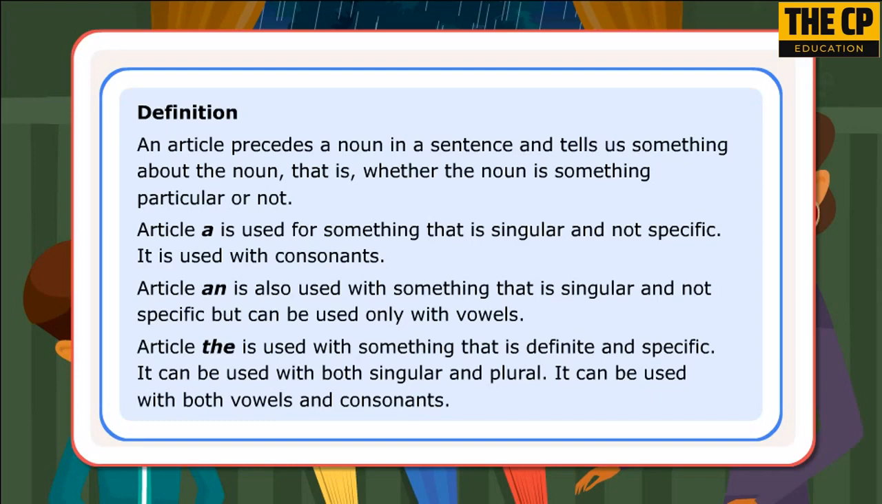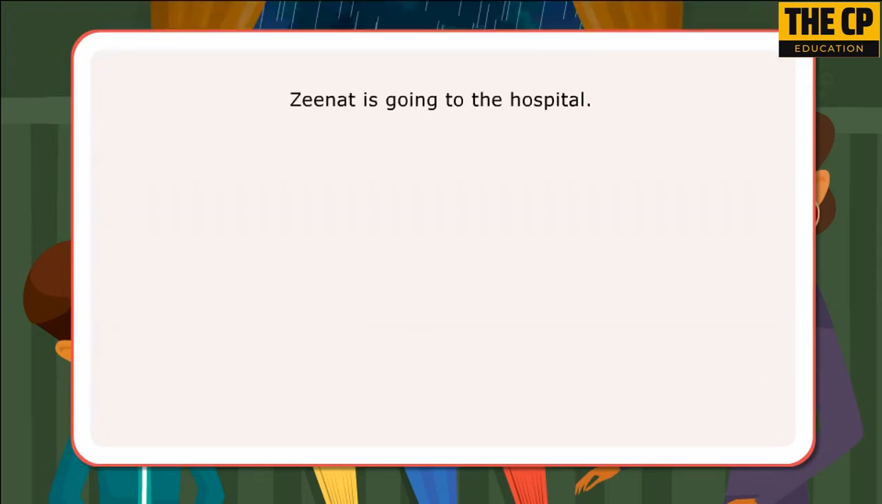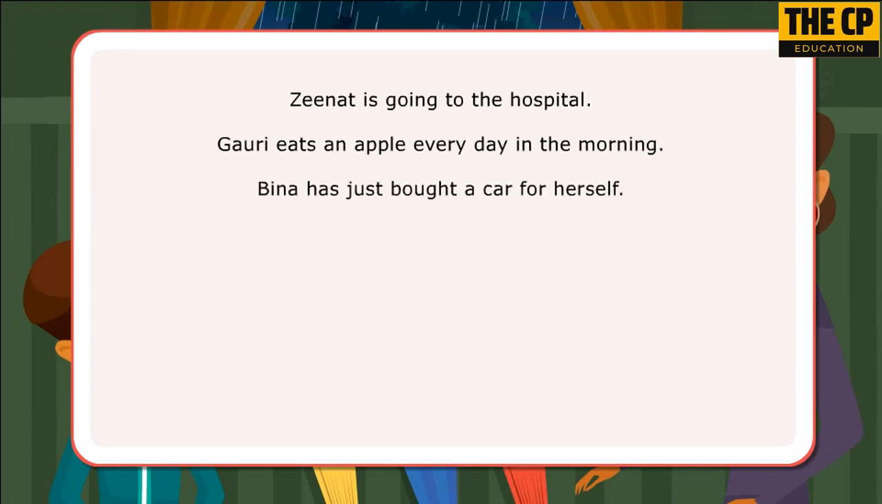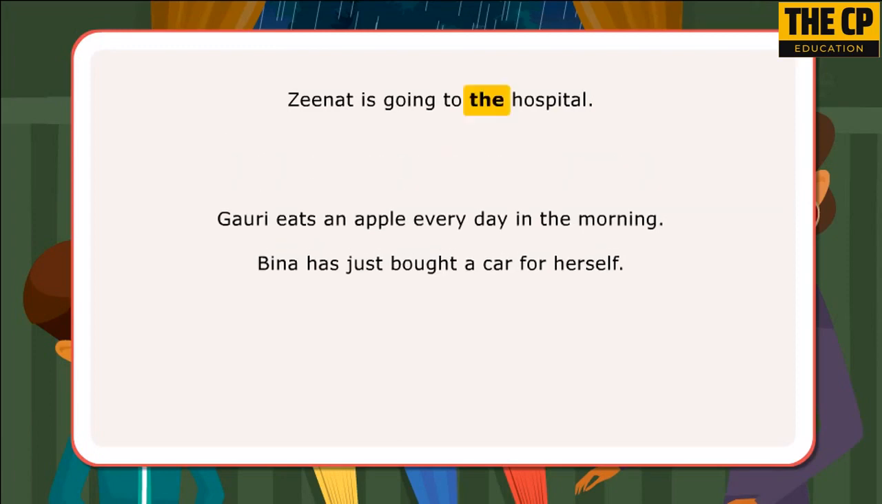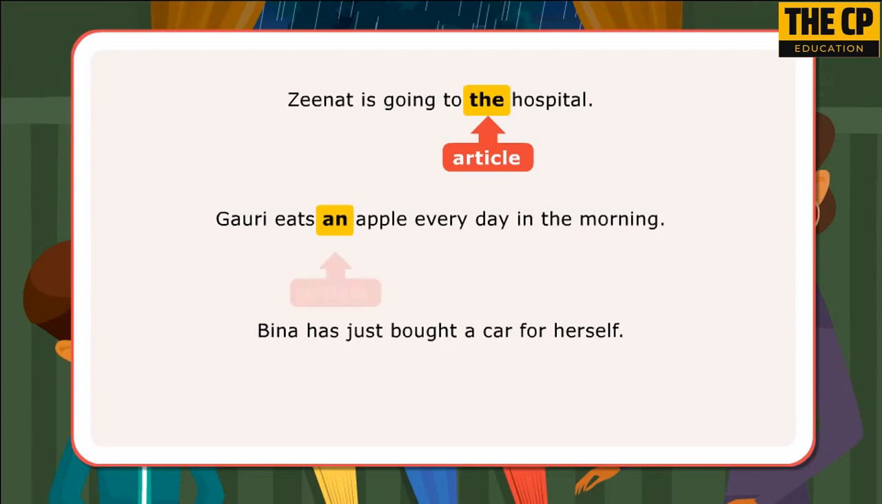Let us look at a few sentences. Zenith is going to the hospital. Gauri eats an apple every day in the morning. Beena has just bought a car for herself. In the first sentence, the is an article and it refers to a particular hospital. In the next sentence, an is an article and refers to any single apple.